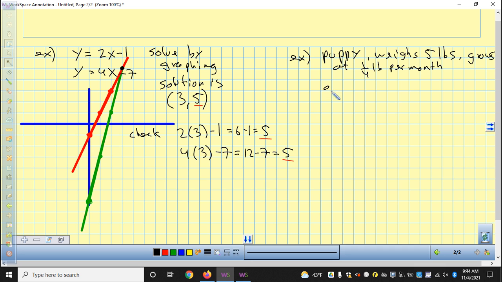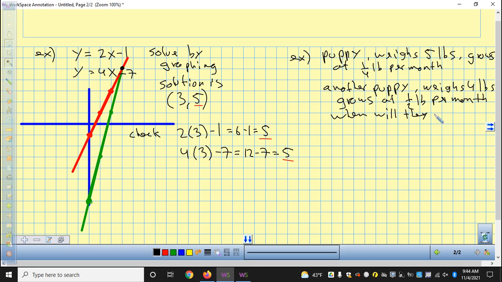And we have another puppy. And it weighs 4 pounds. And it grows, growing a little faster, eats a little more maybe, at 1/2 pound per month. We want to know when will they weigh the same. Well, we're going to set up a system of equations here.